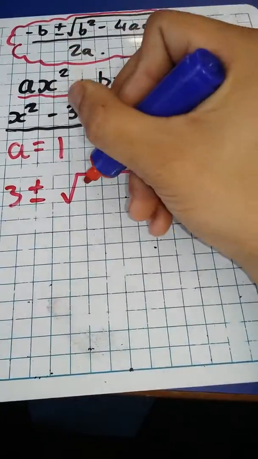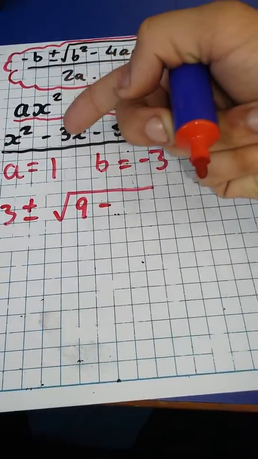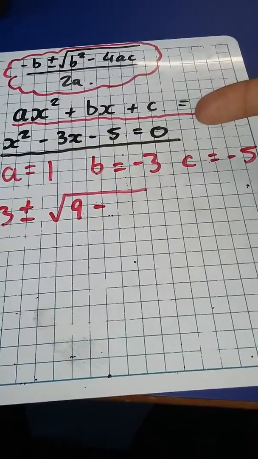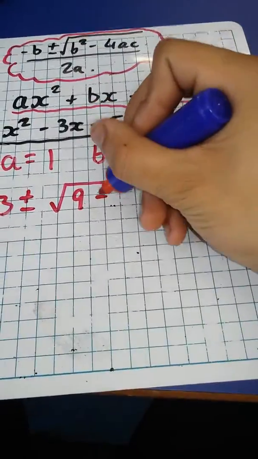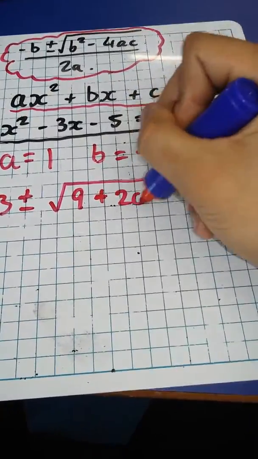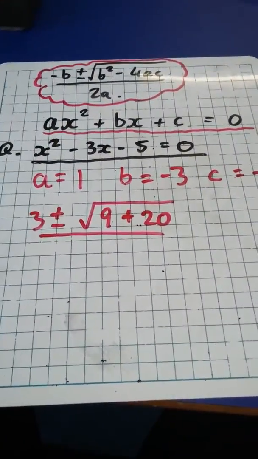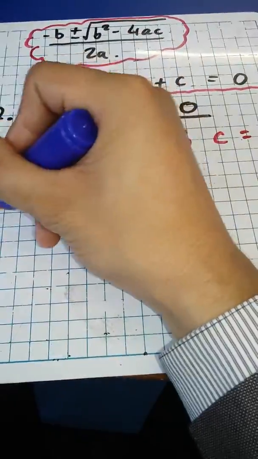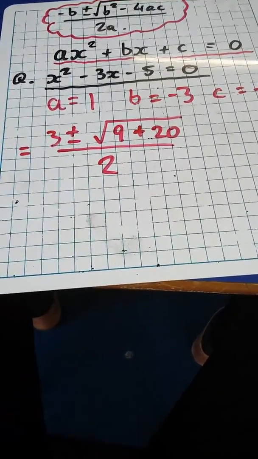Okay? So it's positive 3 plus or minus the square root of b squared. Well, minus 3 squared is 9. Minus 4ac. Well, 4 times 1 is 4. 4 times minus 5 is minus 20. And 2 minuses make a plus. All over 2a, which is 2 times 1, which is 2.